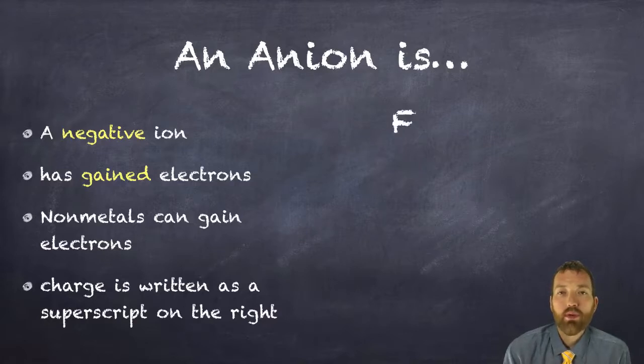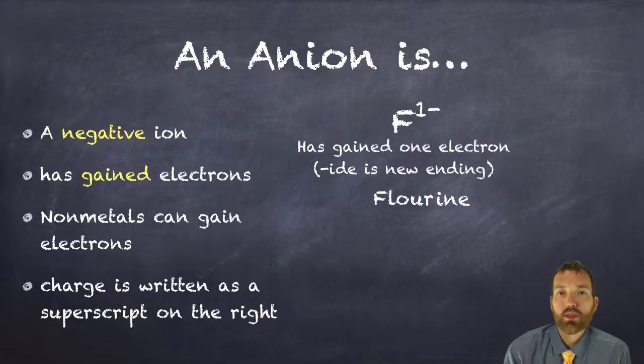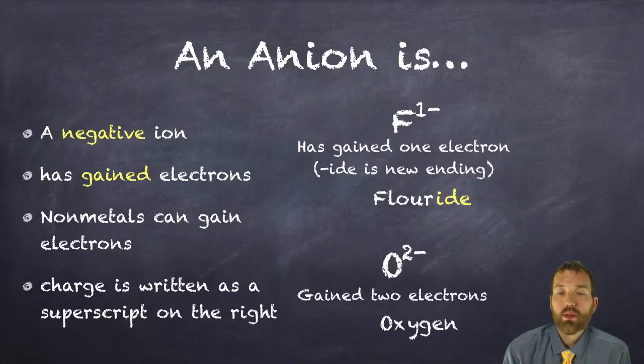So this would be a fluorine atom, but when a fluorine atom gains an electron, it becomes a 1 minus charge. And it's no longer a fluorine atom, it is a fluoride ion. So anions always end in "ide." So this is oxygen. Oxygen is going to gain 2 electrons. So when it gains 2 negative electrons, it gets the charge of 2 minus. So it's no longer oxygen, again it is oxide. You change the ending to "ide."